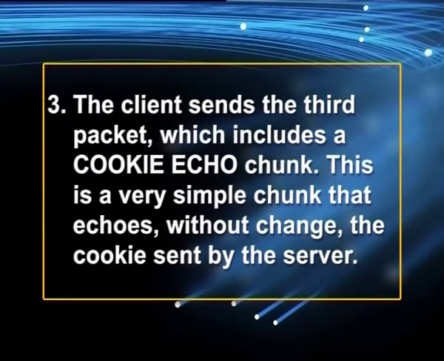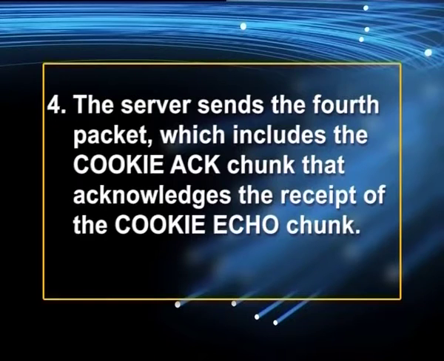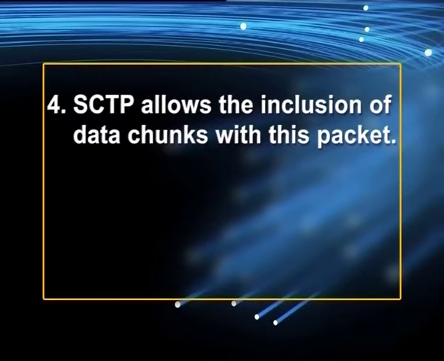The client sends the third packet, which includes a cookie echo chunk. This is a very simple chunk that echoes without change the cookie sent by the server. SCTP allows the inclusion of data chunks in this packet. The server sends the fourth packet, which includes the cookie acknowledgement chunk that acknowledges the receipt of the cookie echo chunk. SCTP allows the inclusion of data chunks with this packet.